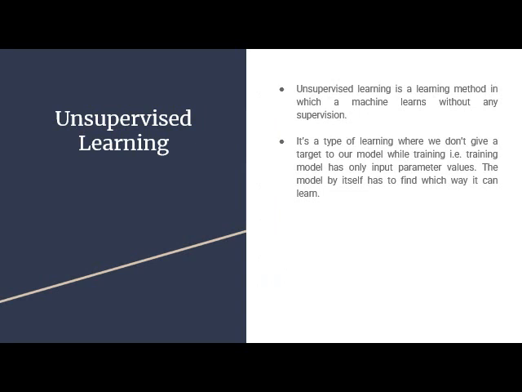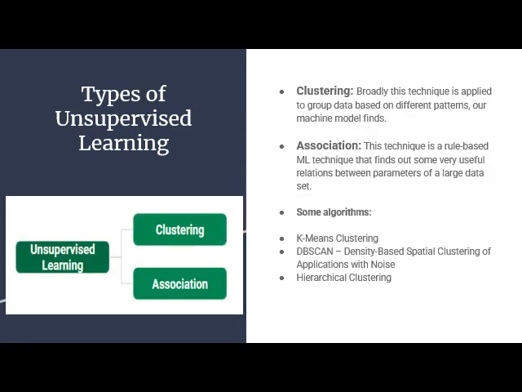Now we come to the next type of learning, that is unsupervised learning. As the name suggests, it is not done under the supervision. So it is a learning method in which machine learns without any supervision by itself. It is a type of learning where we don't give the target to a model while training. That is, training model has only the input parameter, not the output parameter as we are giving in the supervised learning. The model by itself has to find which way it can learn.